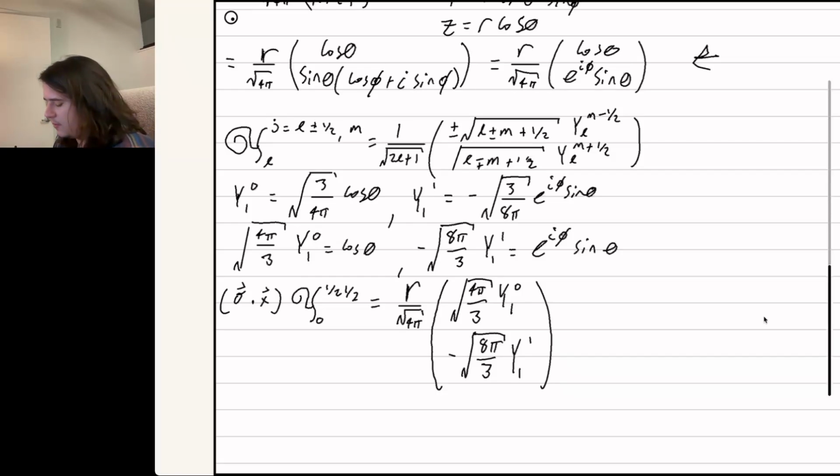We'll factor out a root 4 pi from both, and that'll cancel out the denominator in front. And we'll also factor out 1 over root 3, which will leave us with r over root 3 times Y10 and minus root 2 Y11. Okay.